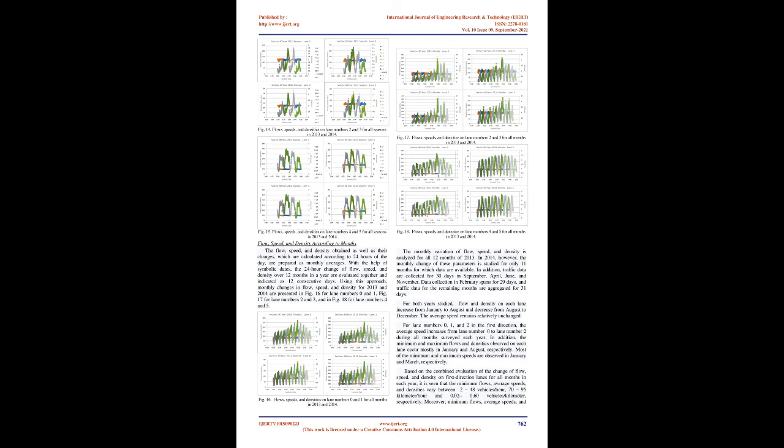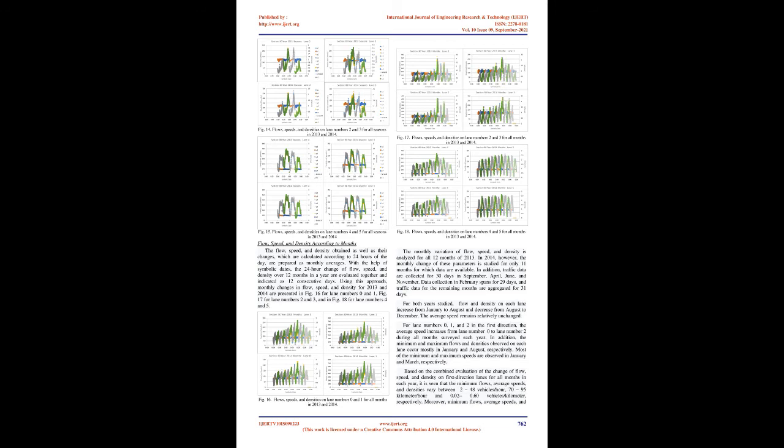Also, the minimum and maximum flows and densities obtained on each lane in each year mostly occur in January and August respectively. Most minimum speeds are seen in January, while maximum speeds are most common in February and March. By evaluating the flow, density, and speed on all lanes together for all months of each year, it is seen that the minimum flows, average speeds, and densities vary between 1 and 24 vehicles/hour, 67 and 101 km/hour, and 0.01 and 0.25 vehicles/kilometer, respectively.